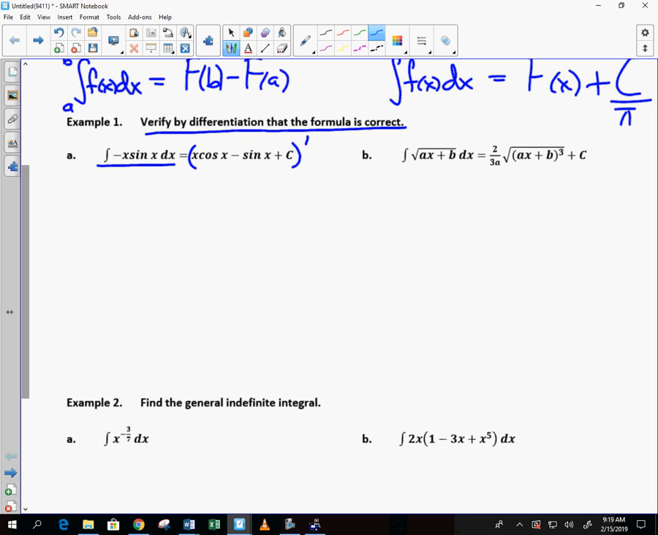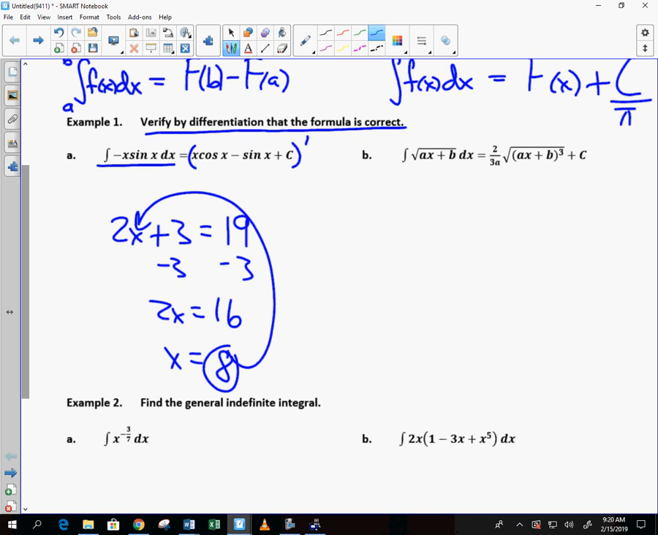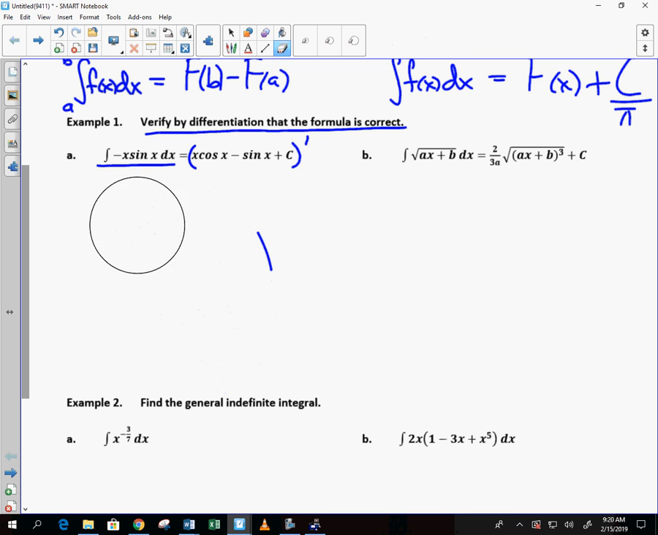It's kind of like this. 2x plus 3 is equal to 19. I subtract the 3. I get 2x is equal to 16. Divide by 2, x is 8. How do I check my answer? I plug it back in. So we're checking our answer. It's saying that the antiderivative of this is this. So if I take the derivative of this, I should get that. Okay, and that'll be the first thing that you'll be expected to do on your test for this unit.